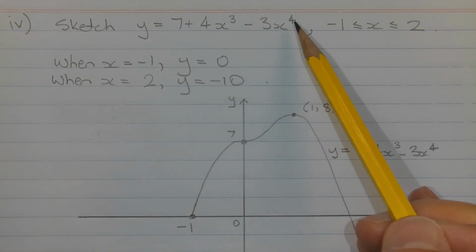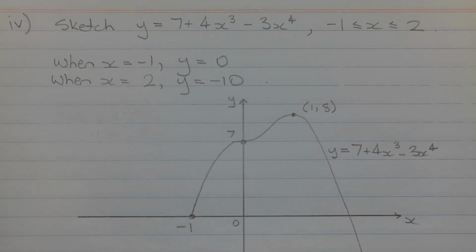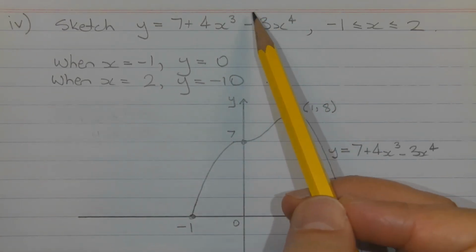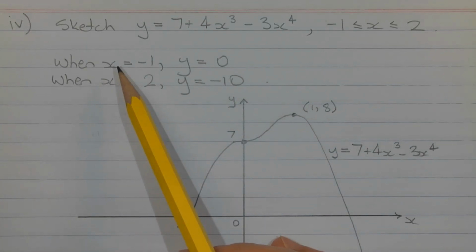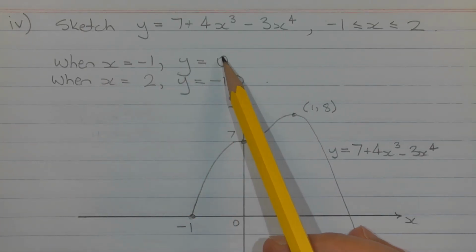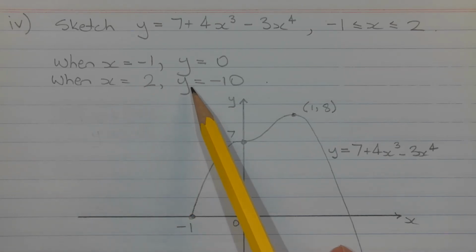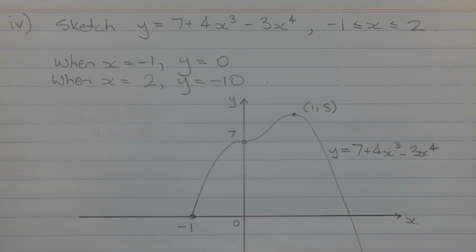Its degree is 4, so it's a quartic polynomial, and its leading coefficient is -3, so it'll be a concave down graph. Now when x is equal to -1, y is equal to 0, and when x is equal to 2, y is equal to negative 10. And they represent the endpoints of our graph.